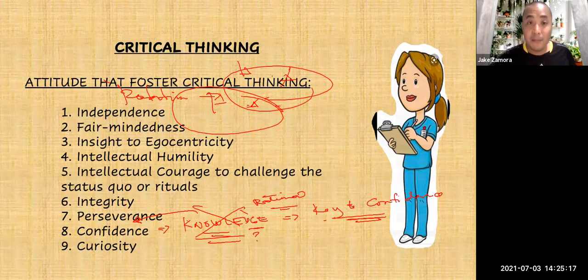But the problem is, pagdating nyo sa community, no, when you assess the individual, the family, a group, or community, hindi nyo alam ang gagawin nyo. Do you think you will have the confidence to step out of the community, to go into house-to-house interview, to assess the patient in the interview kung hindi nyo alam ang gagawin nyo? Tingin nyo, magiging beneficial yun for you?